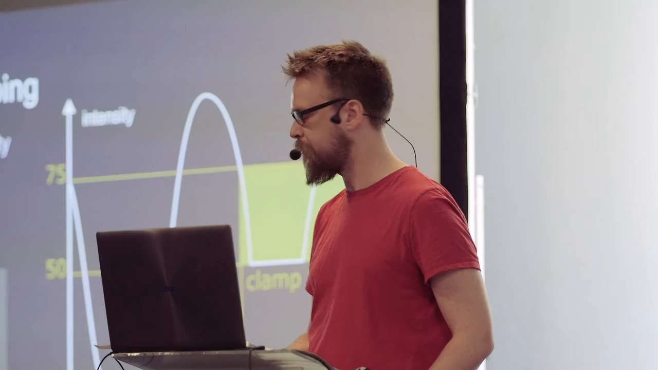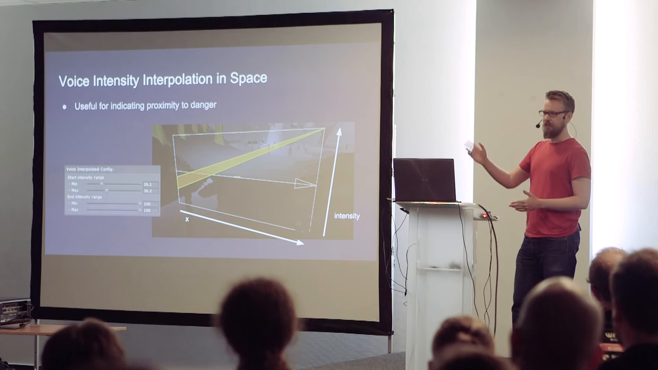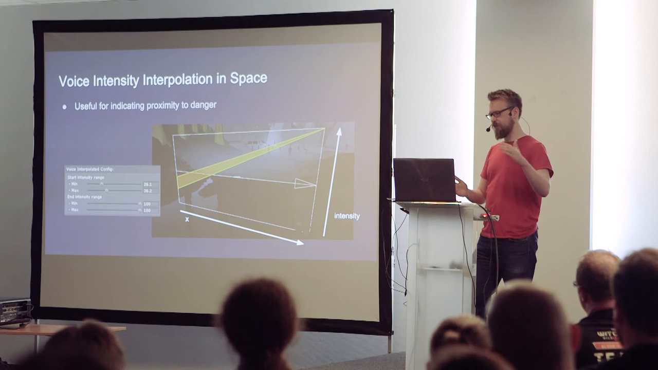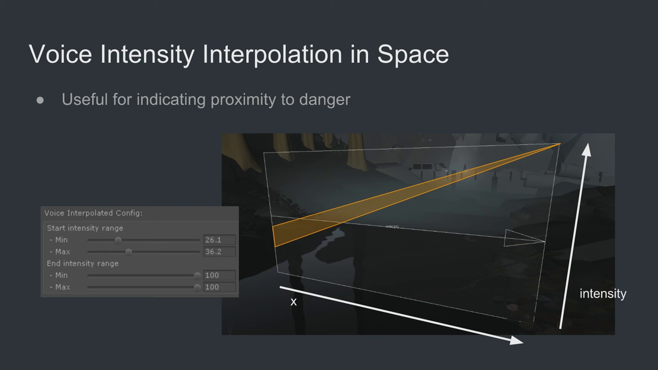We can also interpolate those values in space. So if you have an area that gets scarier the more you go towards the right, you will go towards the maximum intensity. So this is super scary towards the right, but he's trying to be quiet along the left. So we can morph those values.